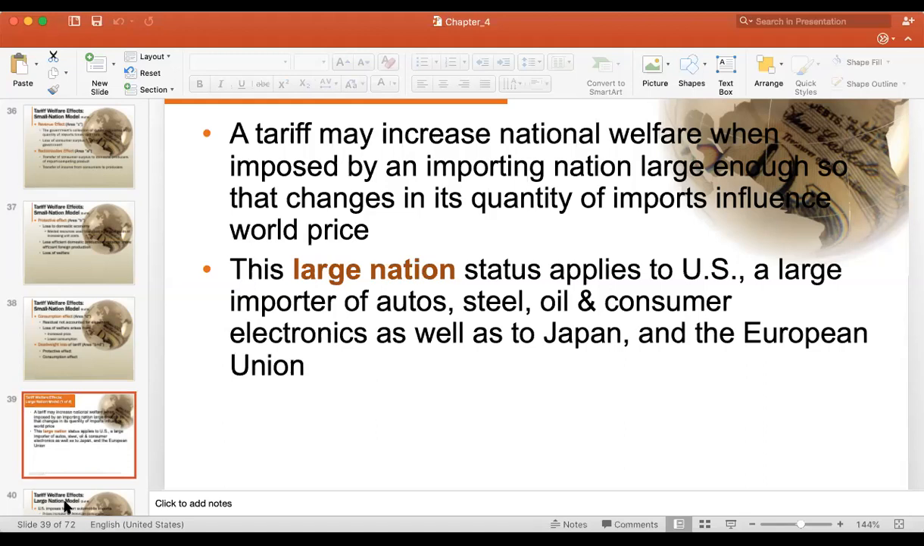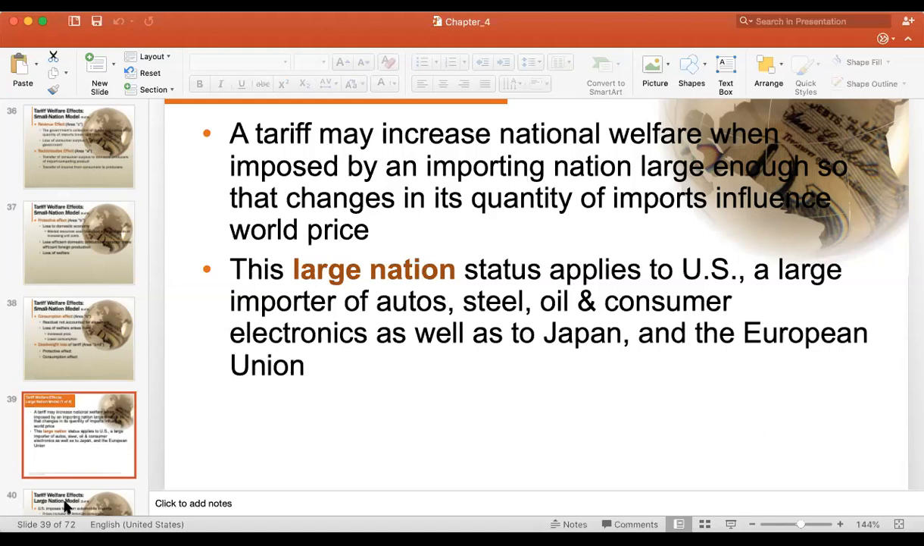So now, what does this mean, a large nation? A large nation is simply defined as a nation that is large enough in terms of its imports that it can actually influence the world price of imports. A good example of a large nation would be the US. The US is such a huge market for imports.